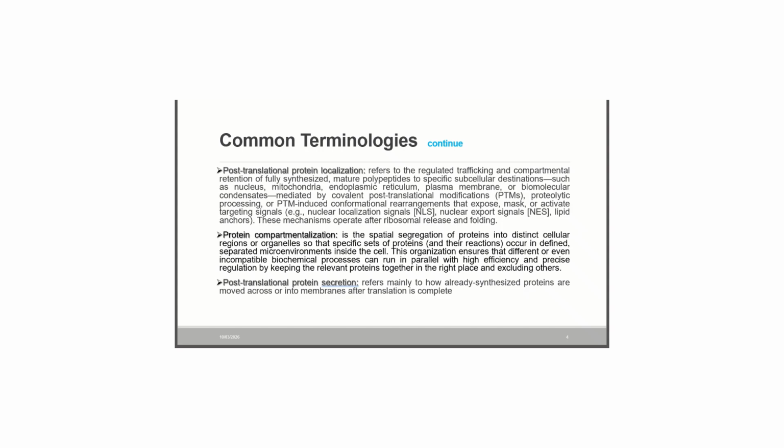The other terminology is the post-translational protein secretion. This refers mainly to how already synthesized proteins are moved across or into membranes after translation is complete. Either they are excreted outside the cell, or they are excreted from the nucleus into the cytoplasm, or from any of the organelles like the endoplasmic reticulum into the cytoplasm or into the Golgi apparatus and so on. So this is how they move and what motivates them to move from one position to the other, and this is called secretion.